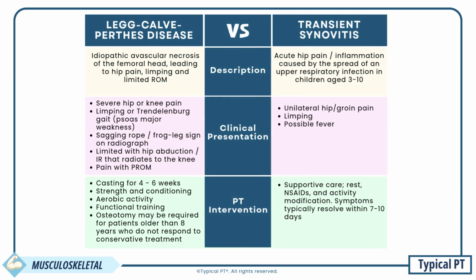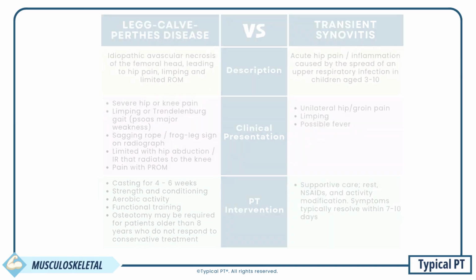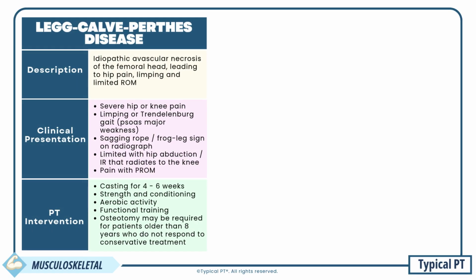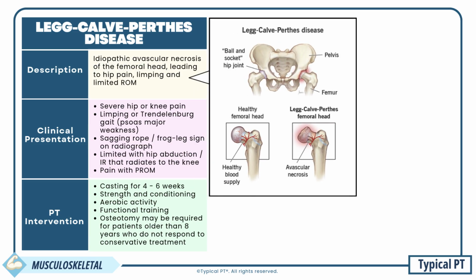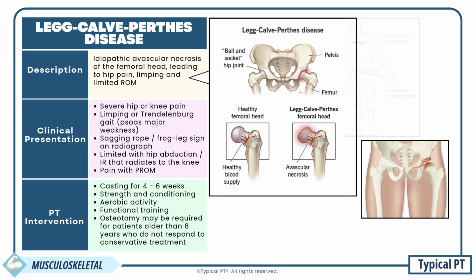Now let's look at this table from the Physical Therapy Essential textbook, comparing Legg-Calvé-Perthes disease and transient synovitis. These two often get mixed up in pediatrics because they can look pretty similar at first. Both involve limping and hip pain in young kids. Starting on the left, Legg-Calvé-Perthes disease is idiopathic avascular necrosis of the femoral head. Basically, the blood flow gets cut off, the bone starts to die, and if left untreated, it can lead to deformity and a Trendelenburg gait.